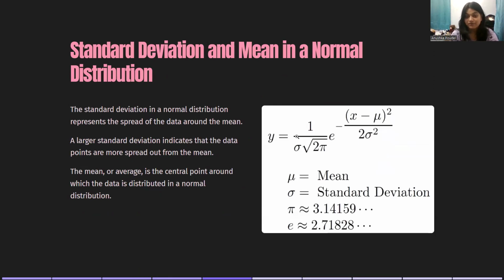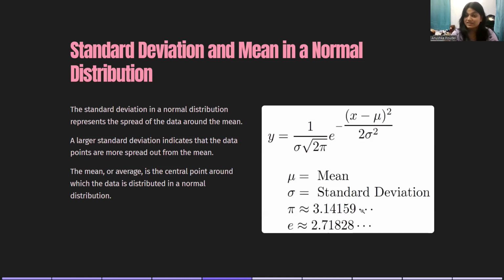We have a formula: y equals 1 by sigma root 2 pi, to the power e to the minus (x minus nu) square by 2 sigma square. Let's understand what these terms are. Here, nu is the mean and sigma is the standard deviation. Another point to note is that the square of standard deviation will be equal to the variance.